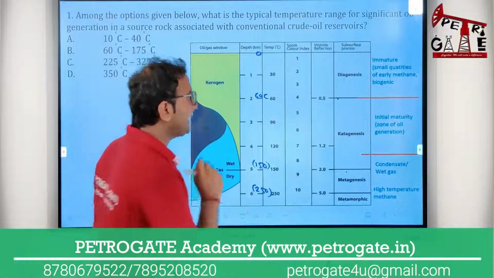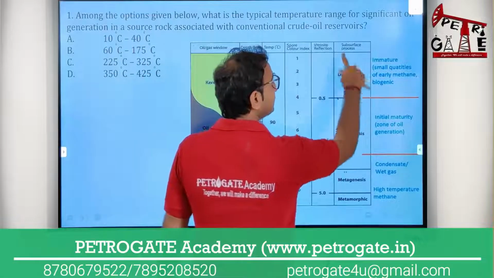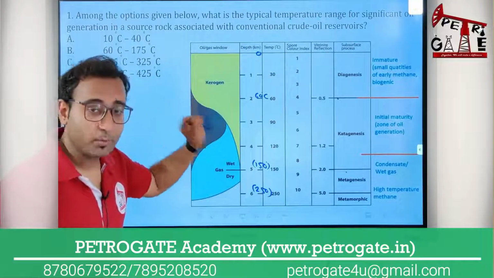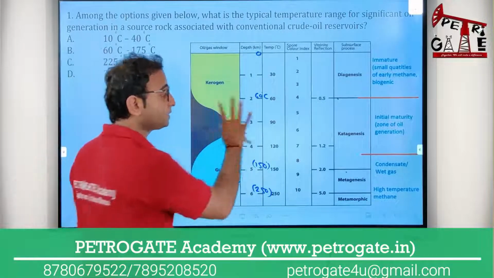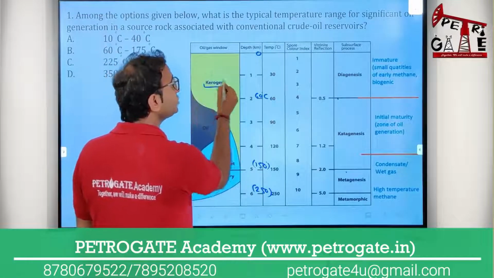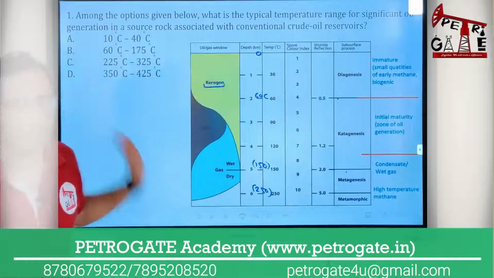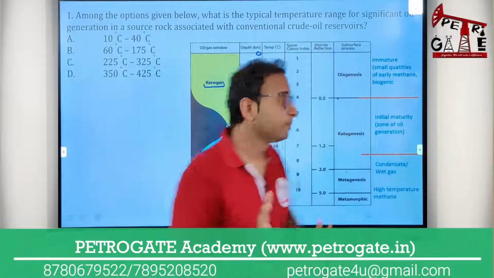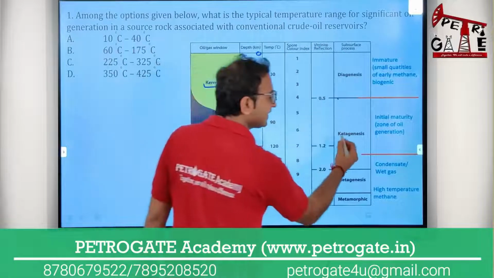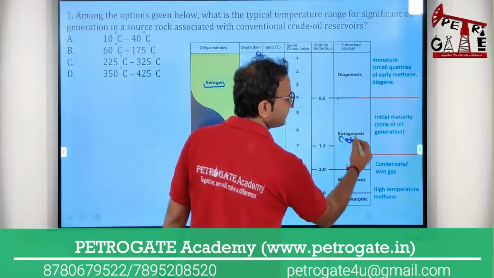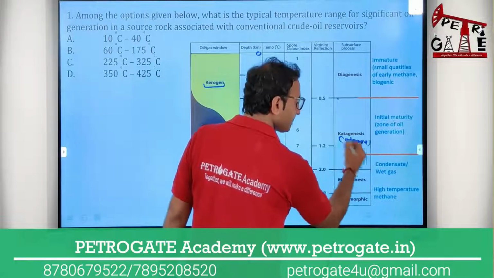Here I also get to know the diagenesis stage and the catagenesis stage. I am also getting information from this particular picture. In the diagenesis stage you will get kerosene only, and I told you this many times, and we also discussed it in detail in the lecture series. The next stage is called catagenesis, and in most books the spelling is this.